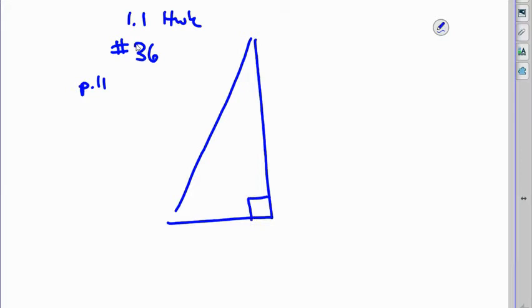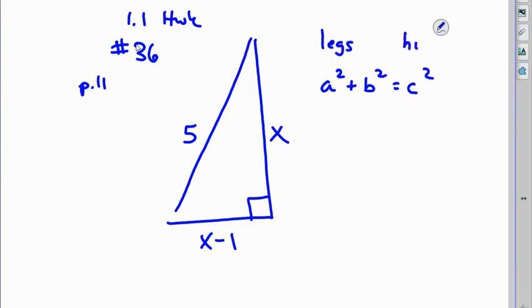And we have this right triangle with a leg of x, a leg of x minus 1, and the hypotenuse of 5. So this triangle follows the same rule of a squared plus b squared equals c squared. The important thing being that the left side has the legs and the right side has the hypotenuse. So let me substitute in the values. Let's substitute.